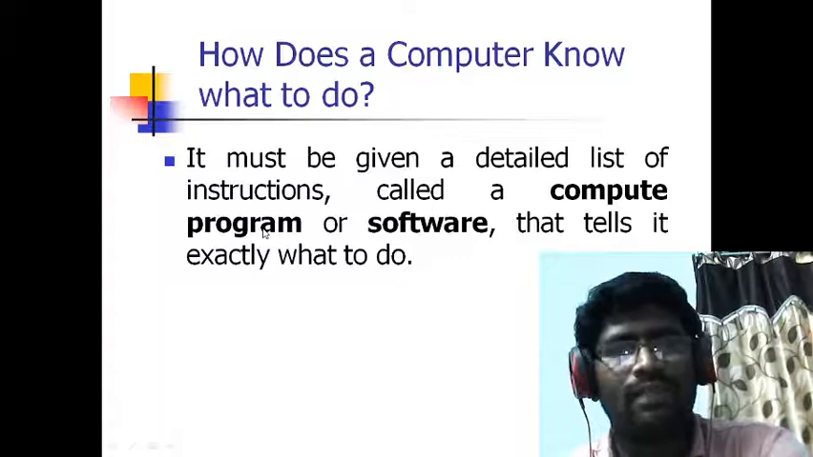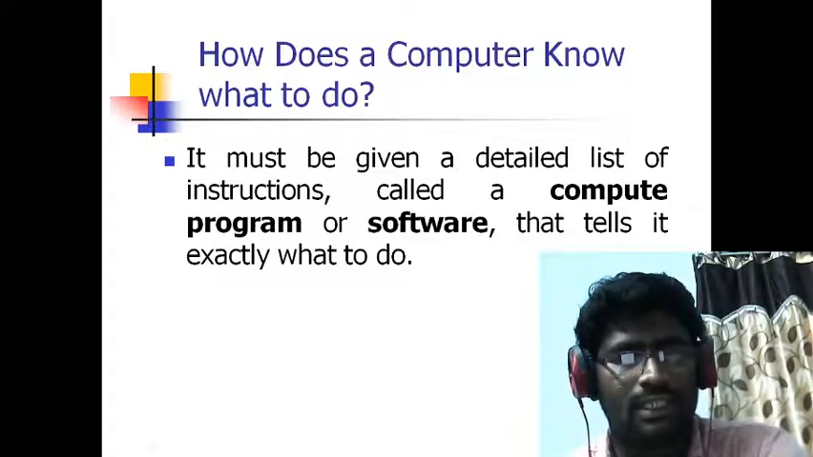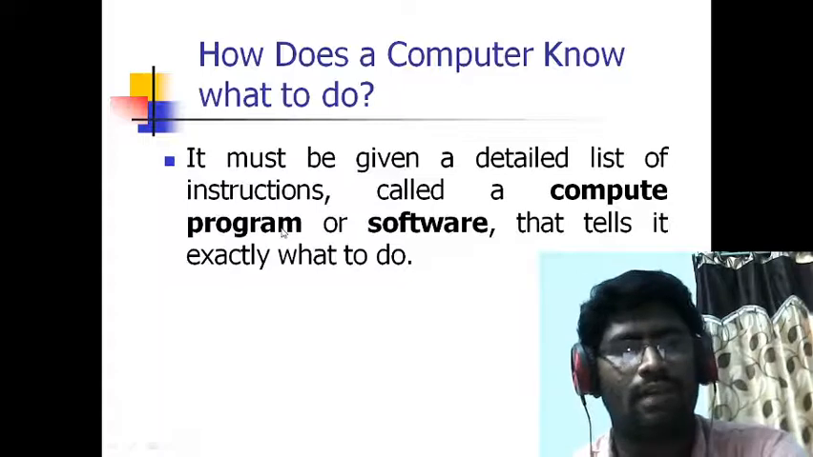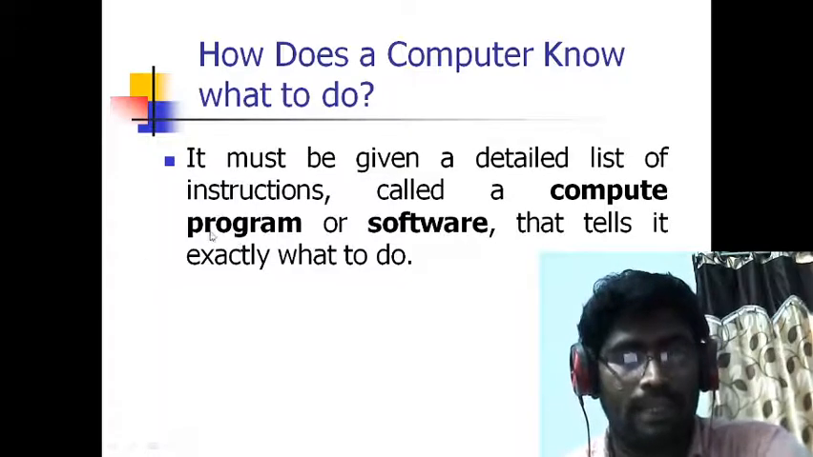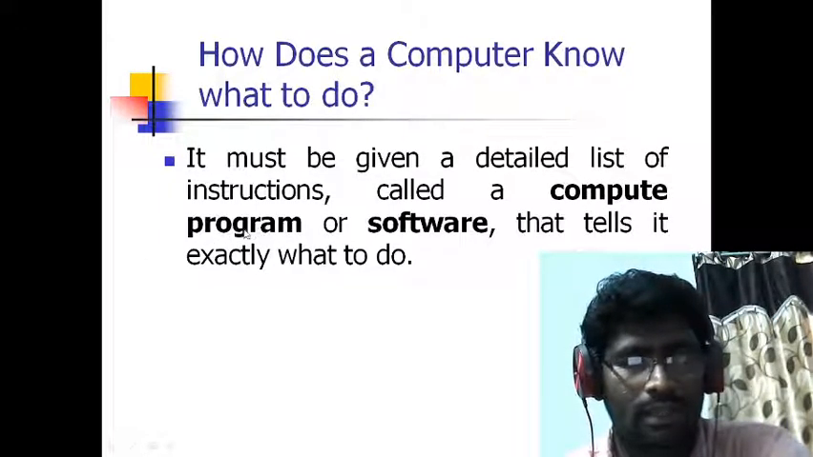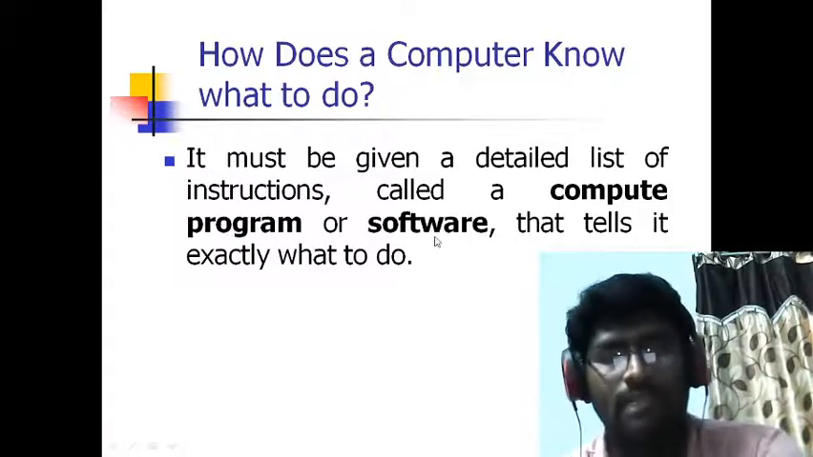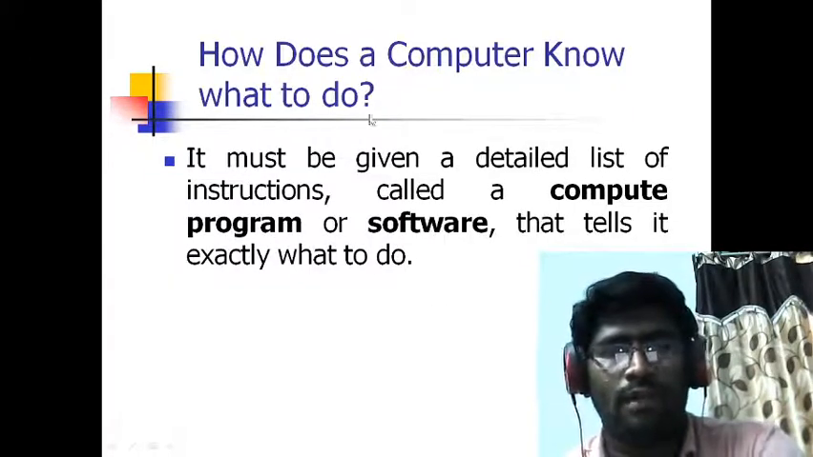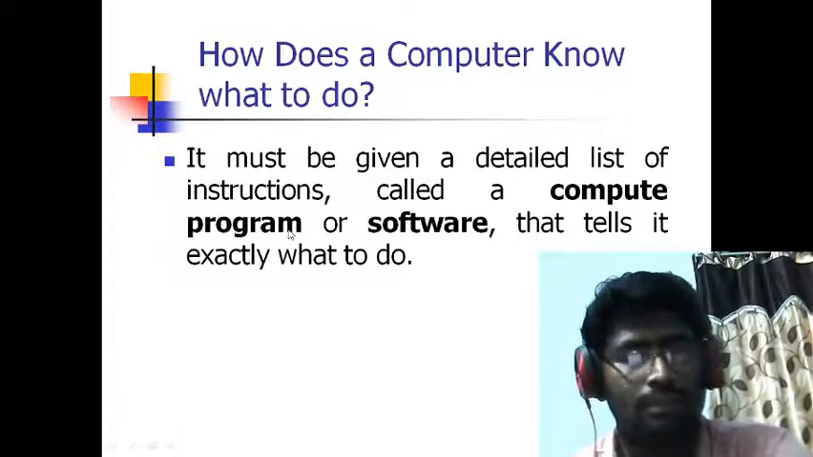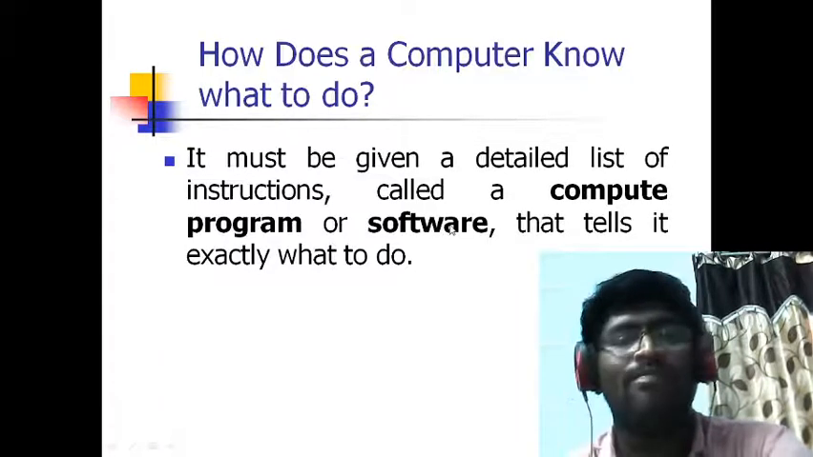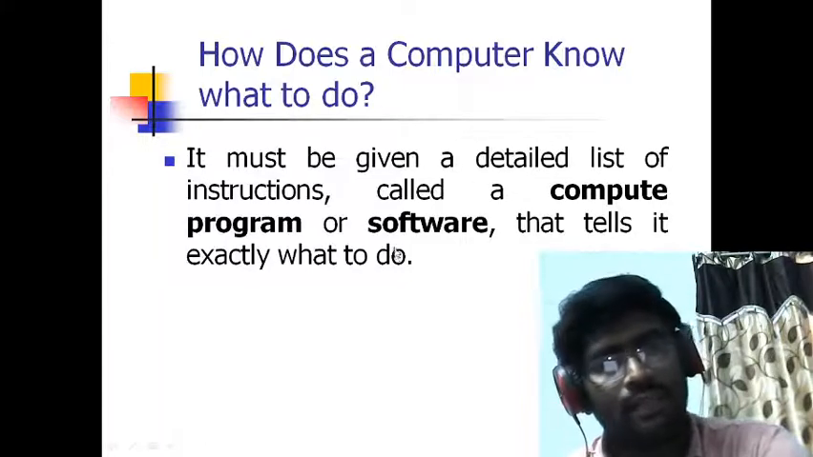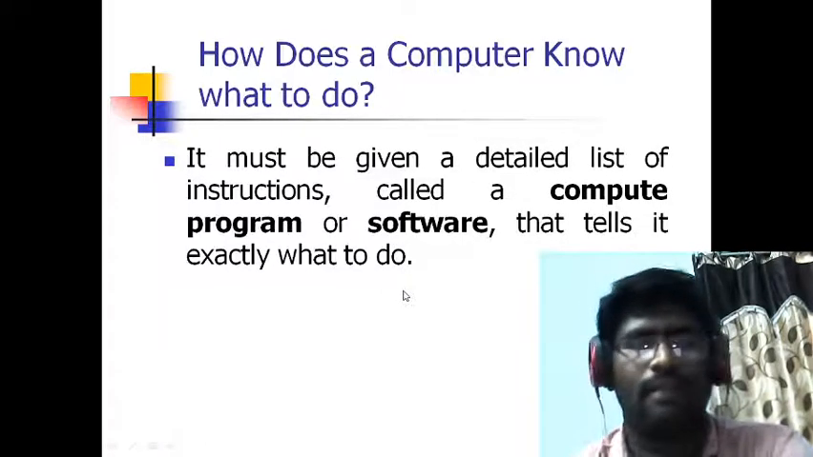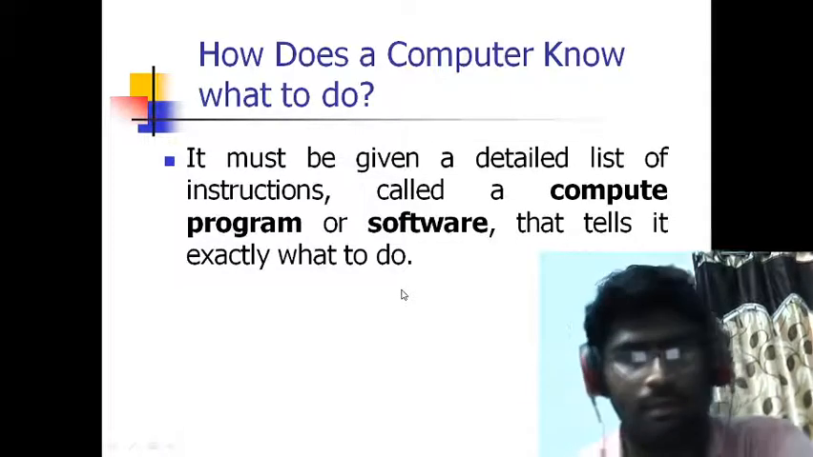A program is nothing but a set of instructions. If I give some detailed list of instructions, that will be called a program, and a collection of programs can be called software. So the computer performs operations based on the detailed list of instructions given in the program, or otherwise it can be called software if it is a collection of programs.